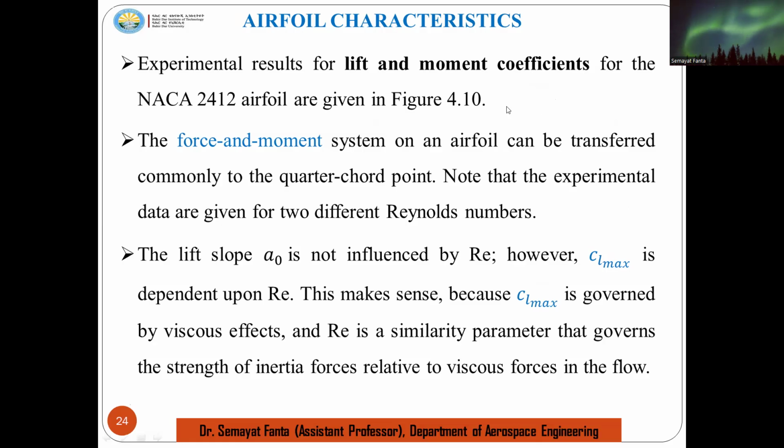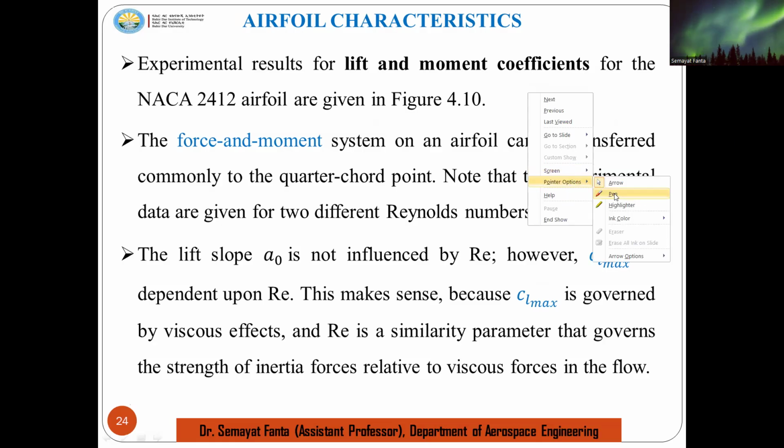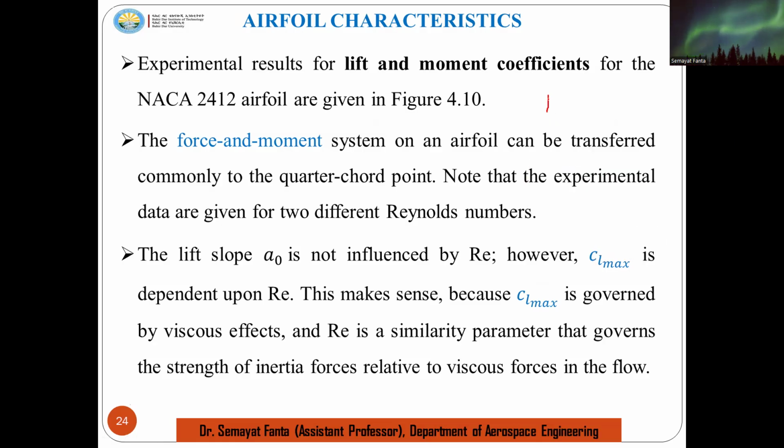So how can we define Reynolds number? The Reynolds number is defined as Re equals rho L V over mu.